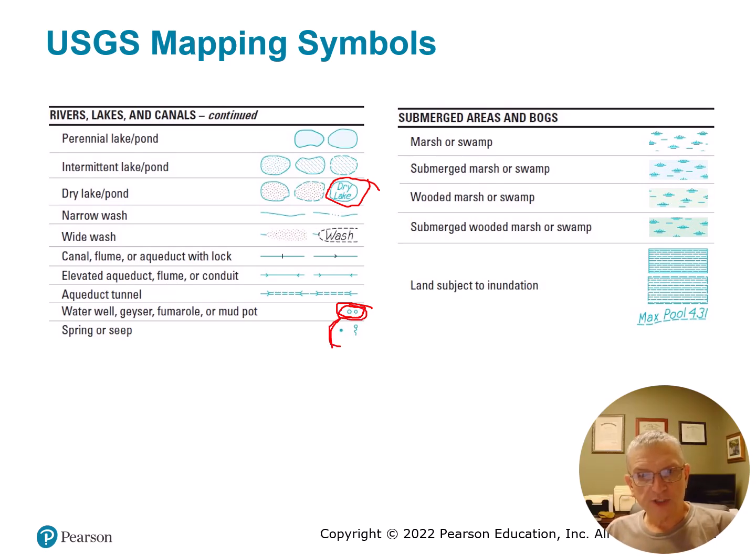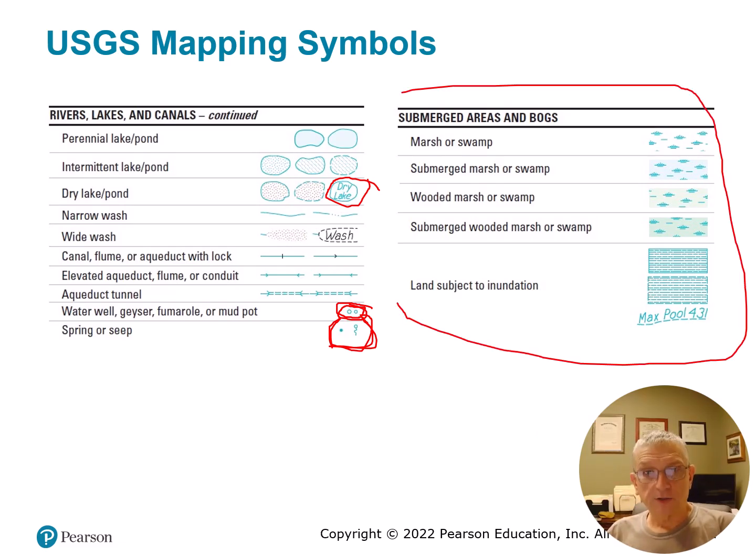A spring or a seep. If there's a big noticeable spring where water comes out, you don't see this much in the southeastern U.S., but they do exist. On the right, submerged areas and bogs. This is swampy. You've got the swamp symbol for a big marsh. If it's submerged, it's going to have blue around it like water. The Okefenokee Swamp's probably going to look like this because it's submerged. If it's wooded, they use this symbol.